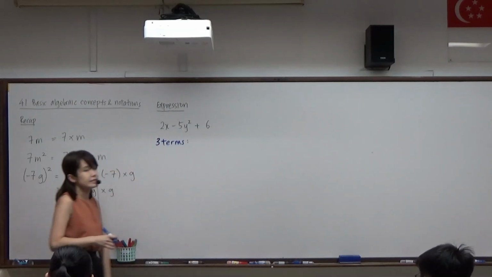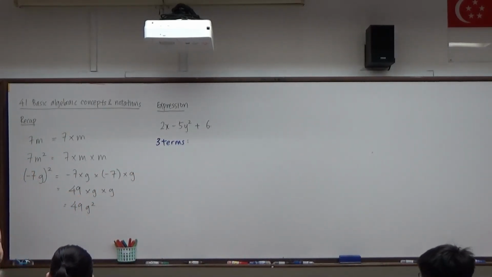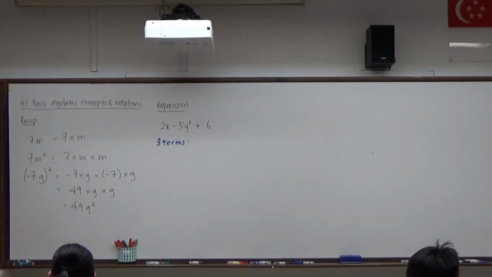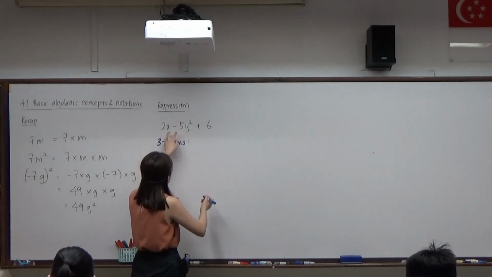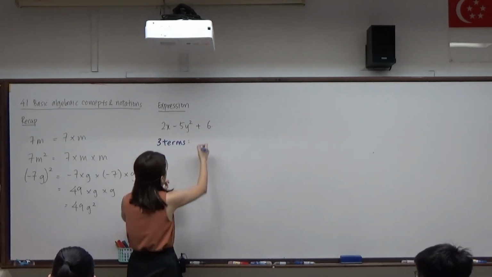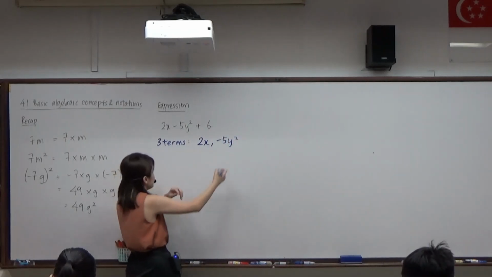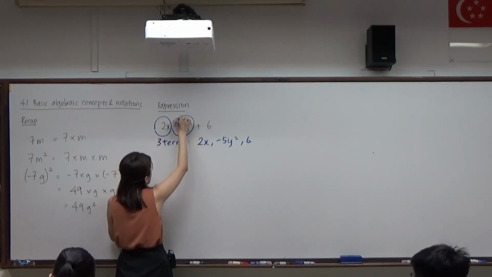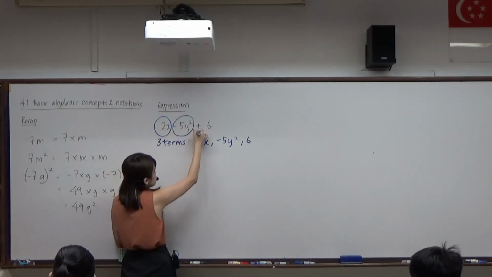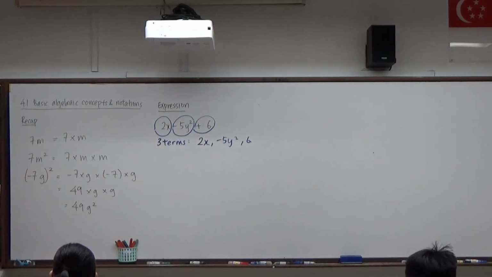And then what are the terms in this case? Yes, 2x, and 6. So we identify that there are 3 terms over here. We always take the operation that's in front, not the one that comes at the back. So the 3 terms are 2x, minus 5y squared, and 6 itself.